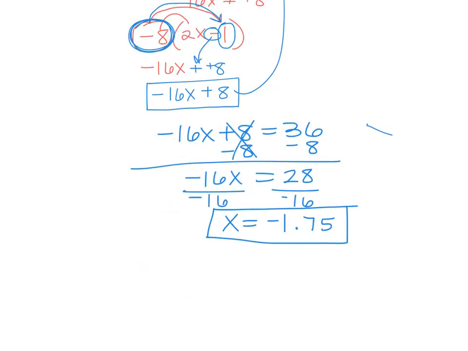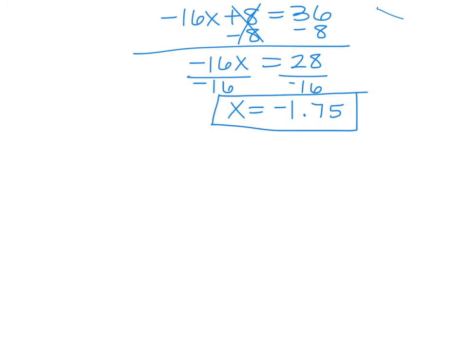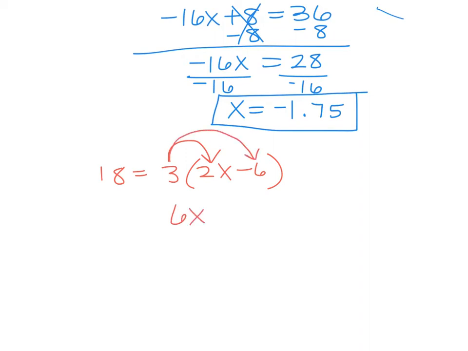Okay, let's do one more. Distributive property. All right, so this one. What do you do first? You distribute. So we're going to distribute that 3. So 3 times 2x is what? 6x. And then 3 times 6, we're subtracting. 3 times 6 is 18.